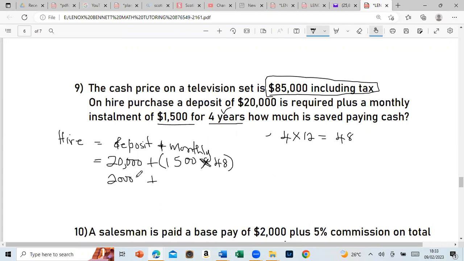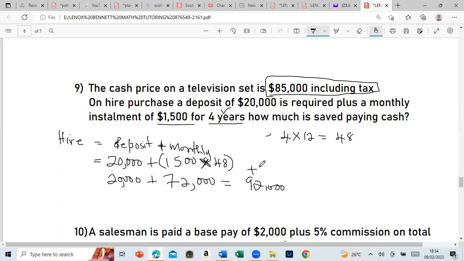What did you get when you multiply? 48 times 1,500 is 72,000. Okay, 72,000 flat. All right, so guys, we need the total hire purchase, so we're going to add the deposit plus the monthly. That looks like 92,000. So this is the total hire purchase.